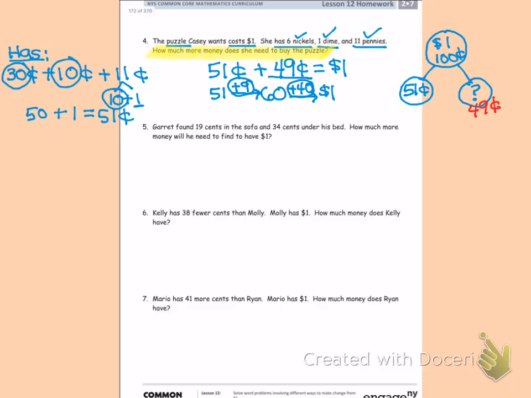Now remember, whenever there's a word problem, we must answer the question in a sentence. How much more money does she need to buy the puzzle? Casey needs 49 cents more to buy the puzzle.